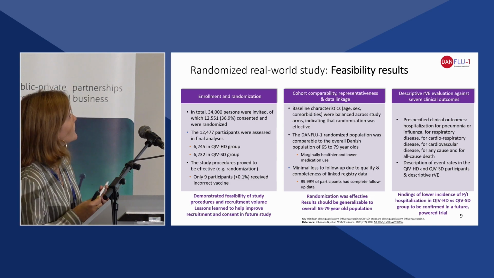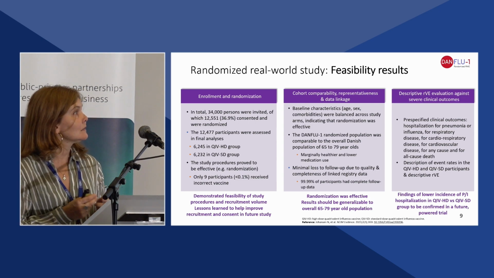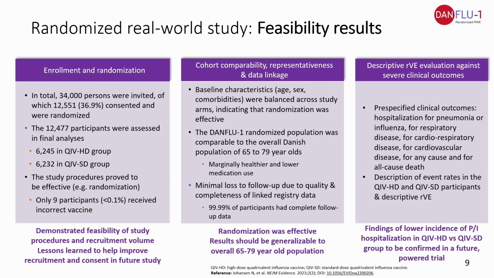So what we can present as a feasibility result is the following. First, a total of 34,000 persons were proposed to be invited. We have 40% that consented and were randomized at the end in the study. And among them, the ratio between the two groups was well balanced.